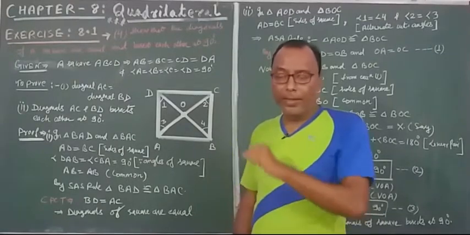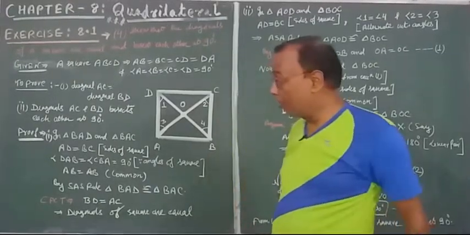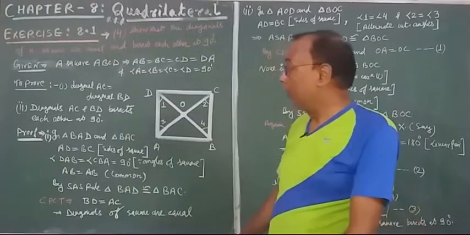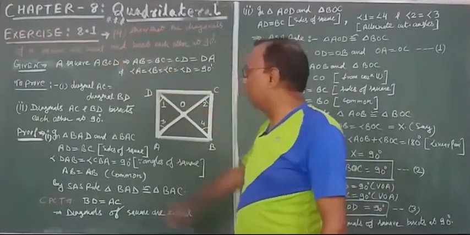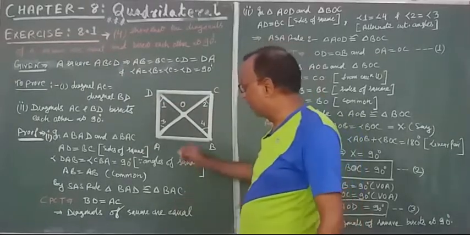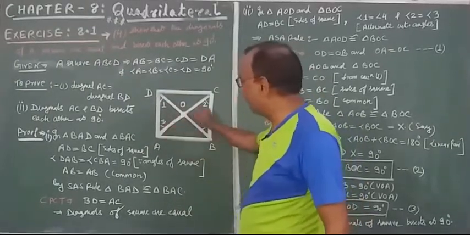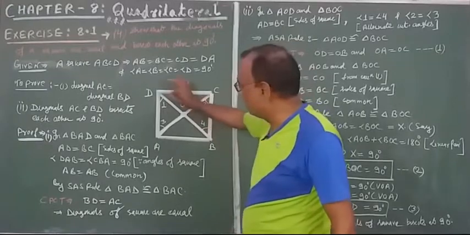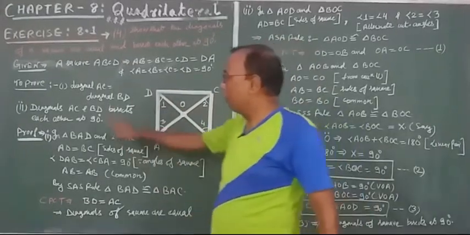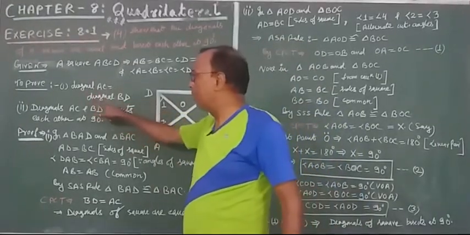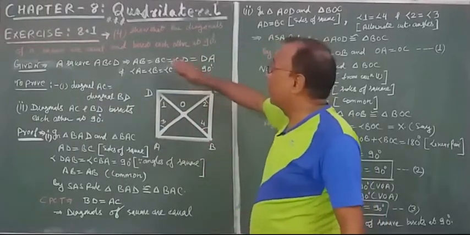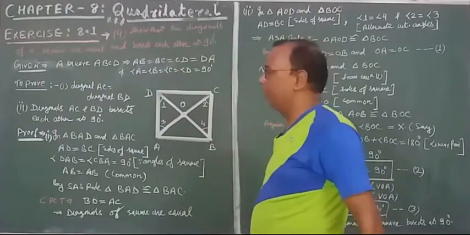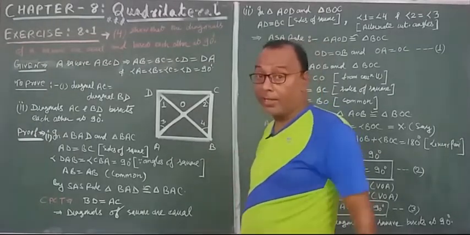Now, what we have to prove? The diagonals of a square are equal. Just look at the diagonals. This is the first diagonal AC and this is BD. So what we have to prove? This diagonal AC is equal to diagonal BD. And the second thing, they bisect each other at 90 degree.